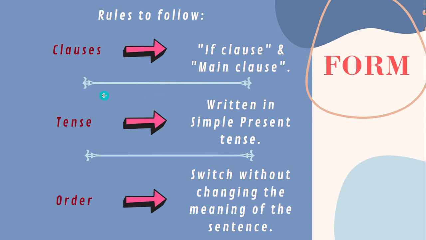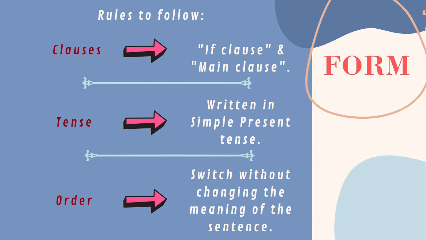The next rule for the zero conditional is the tense. In this case, both clauses in a zero conditional sentence are written in the simple present tense. This is extremely important because you are going to see that for other conditionals we are going to use different tenses. Also, this present simple is used to describe commonly known facts or repeated actions that take place regularly.